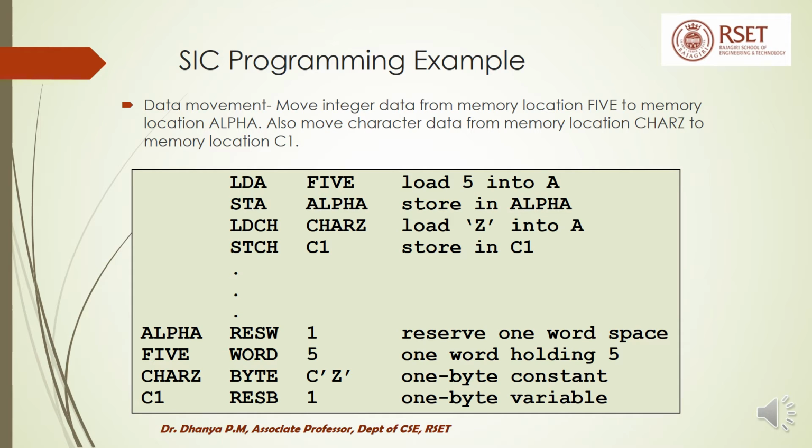Similarly, we have LDCH char Z for loading the character from the memory location char Z to accumulator. Now STCH C1 means the character which is now available in accumulator will be stored to memory location C1.